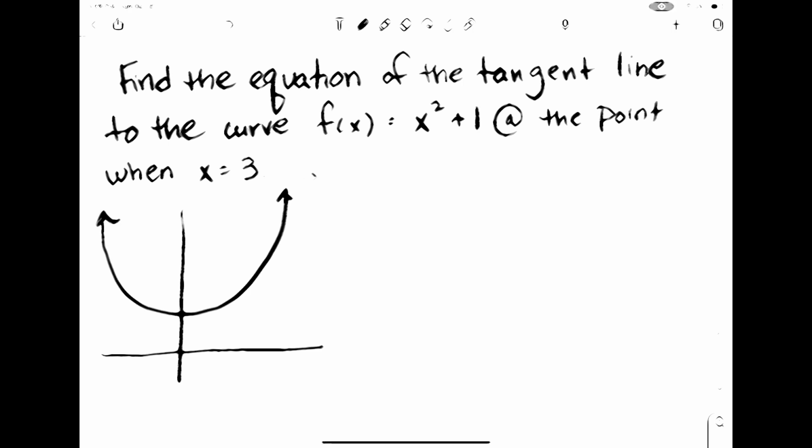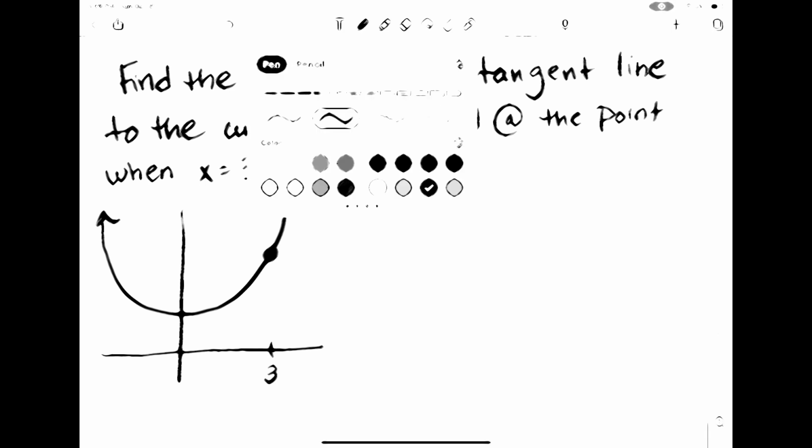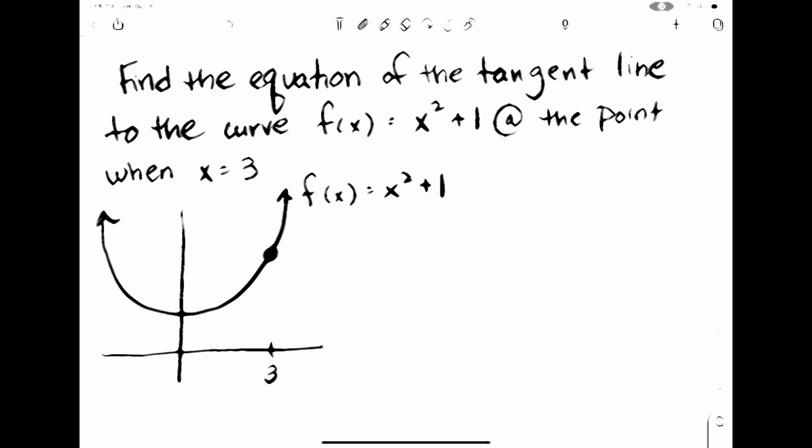Here's our curve, f of x equals x squared plus 1, and here's the spot where x is equal to 3. We can see that our tangent line is going to go something like this. Why is this nice to know? Because if we know the tangent line looks like this, we can anticipate its rise over run, or in other words, m tangent should be positive, because this graph goes up and to the right.